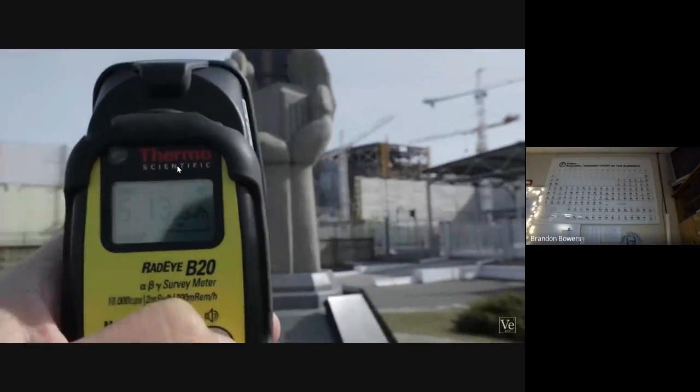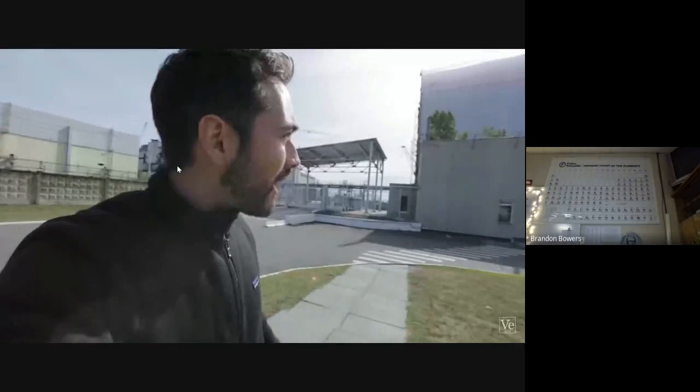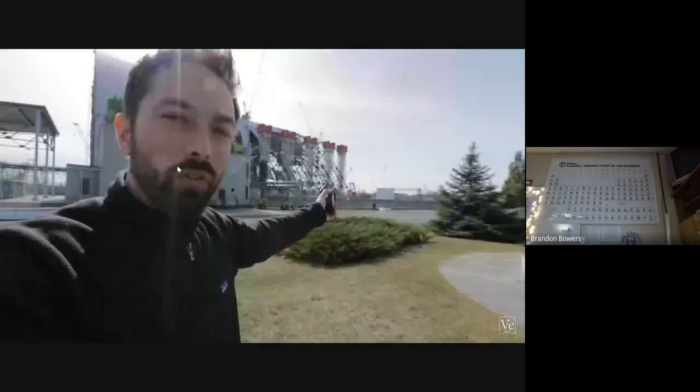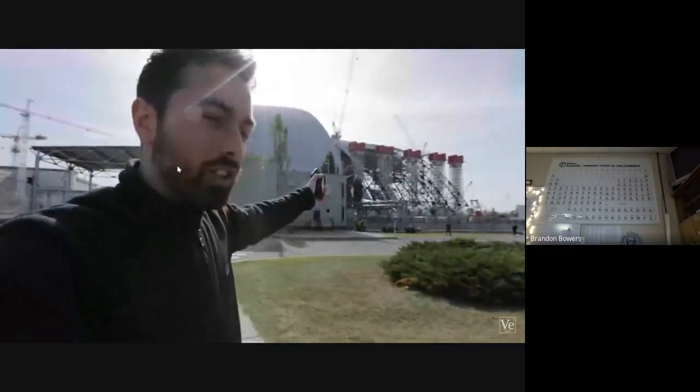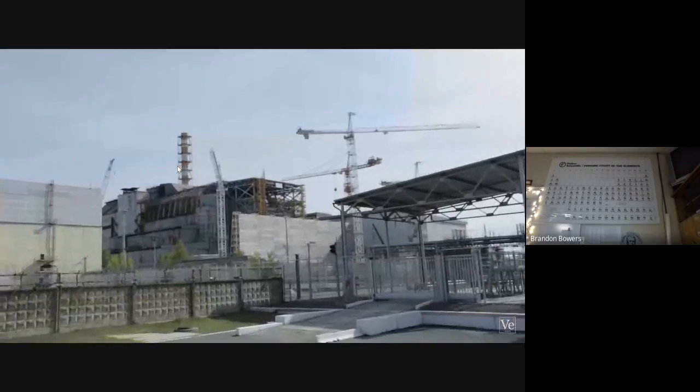And they covered it in that sarcophagus, which is kind of crumbling as it ages. And so they're actually building a brand new containment facility over here, which, when it's finished, will be slid over on top of the old containment, on top of the old sarcophagus.